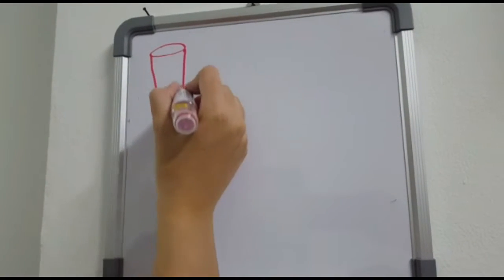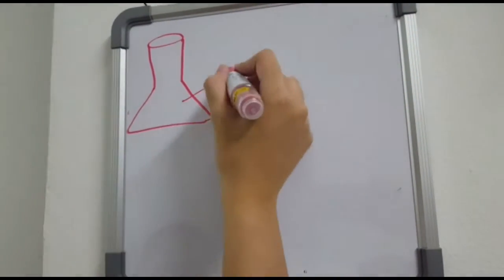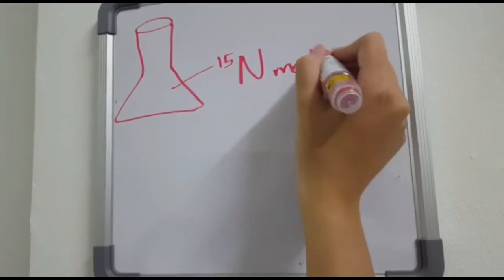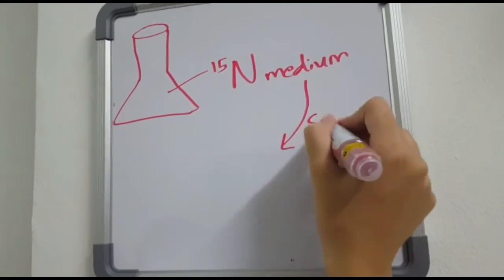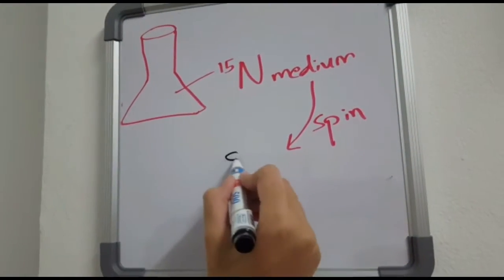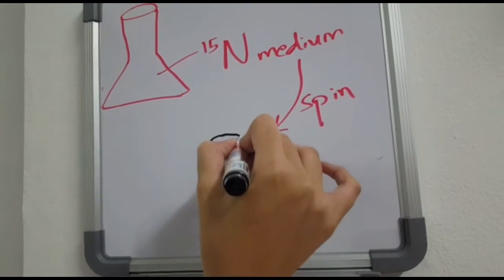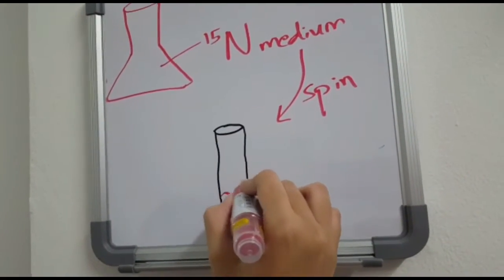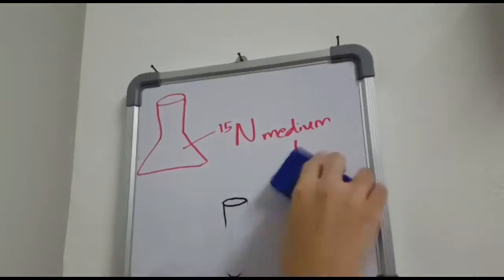In the first part of the experiment, they grew bacteria in a liquid culture medium containing 15N. 15N is the heavier form of nitrogen. This is why the single band formed was at the bottom of the tube, because of its high density.